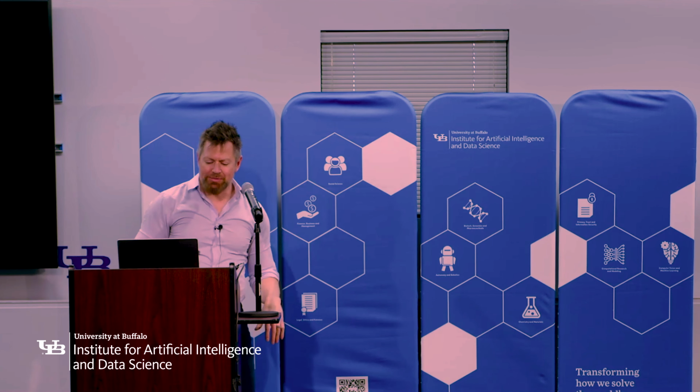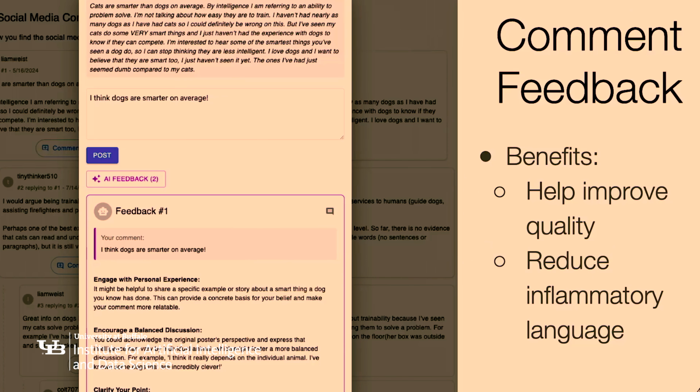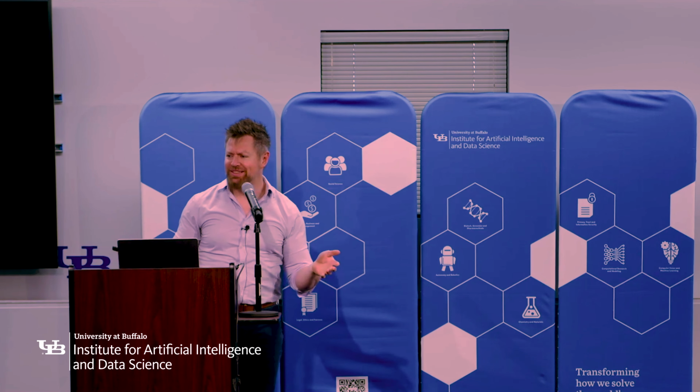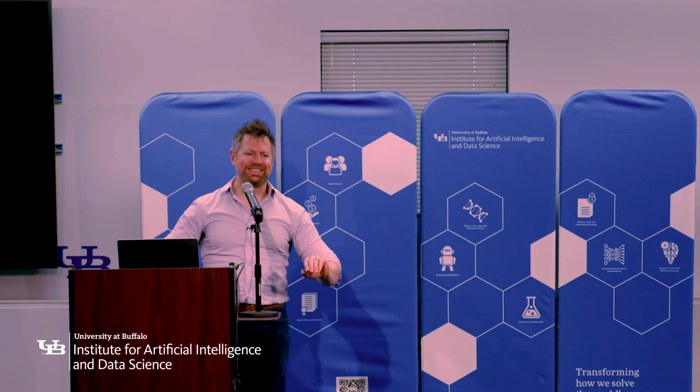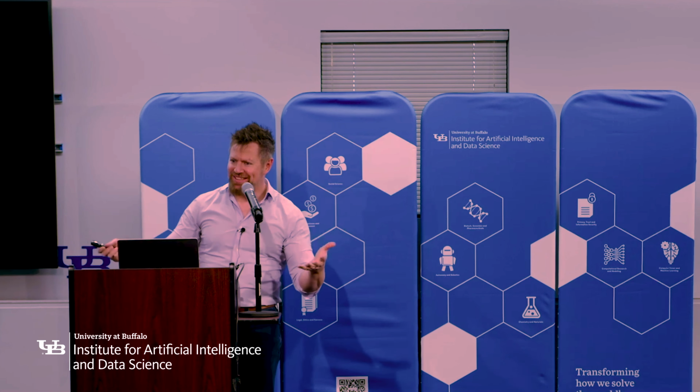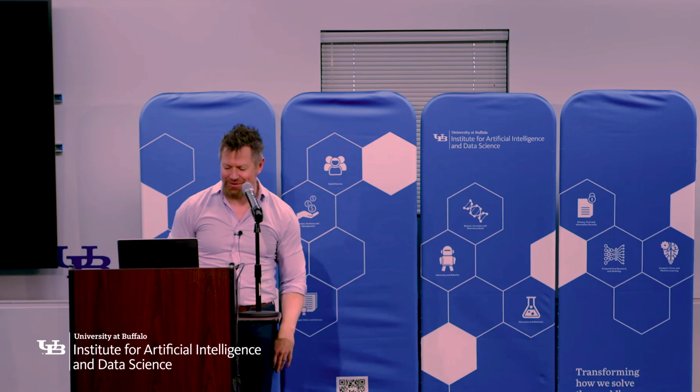We'll have a comment feedback. Here a person has said, I think dogs are smarter on average. And then you click AI feedback and it gives you some suggestions that go on for a while, like, maybe you could engage with your personal experience. And people might edit their comments. In fact, they do, although I don't have a slide showing that. And if you're pretty spicy in your comment, it says, hey, let's tone it down. Some people are cat people. They can like them too, but let's be civil here.